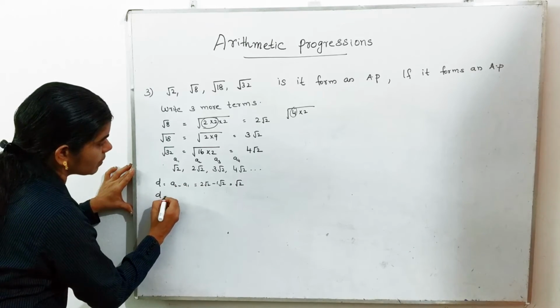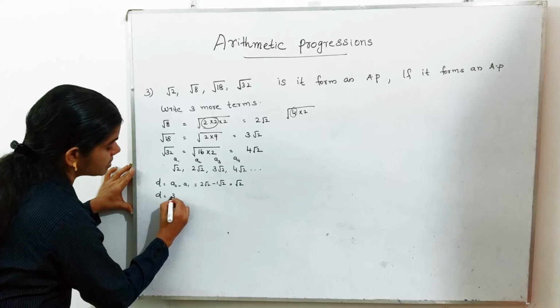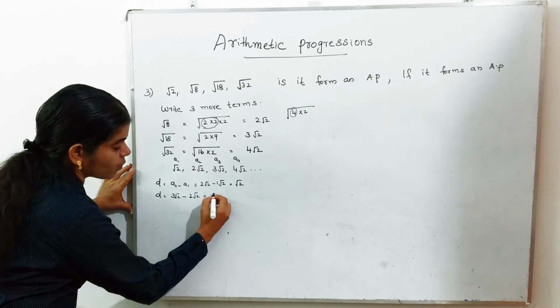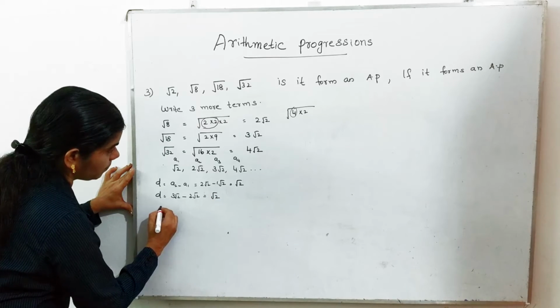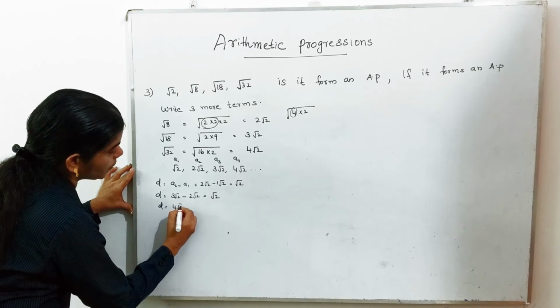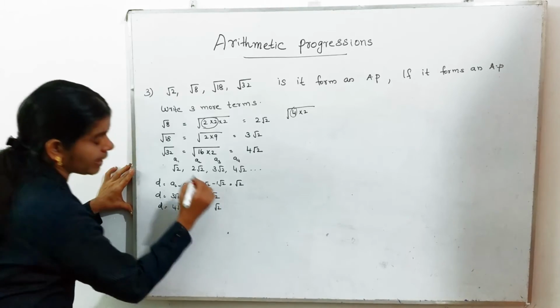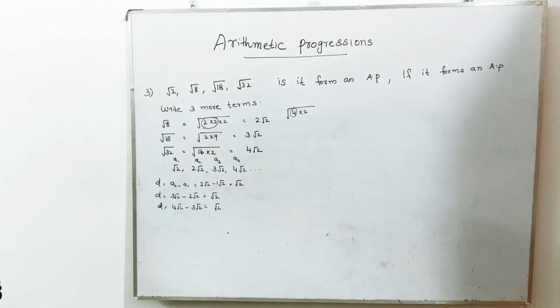Again, D is equal to A3 minus A2. That is 3 root 2 minus 2 root 2. 3 minus 2, that is also 1 root 2, that's equal to root 2. Again, 4 root 2 minus 3 root 2. The 4 minus 3, that's equal to root 2. Every time you got the common difference as root 2.